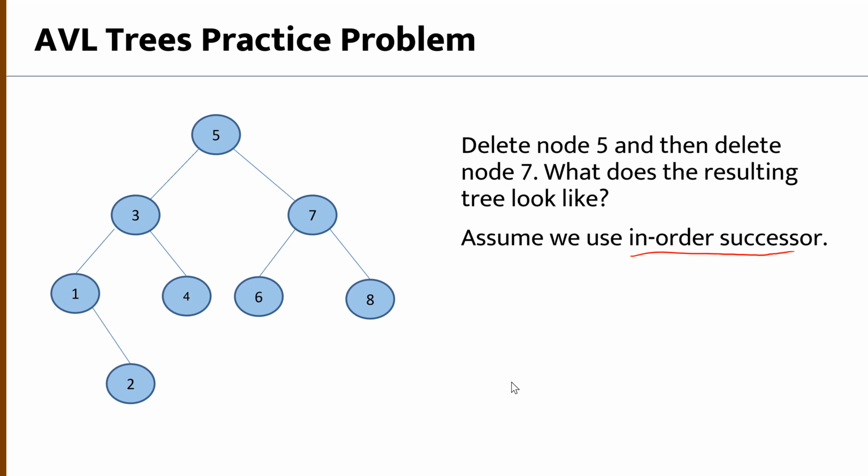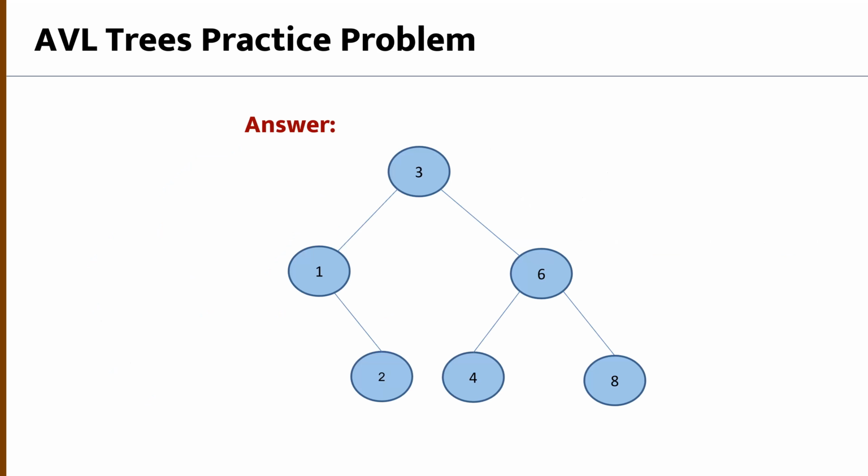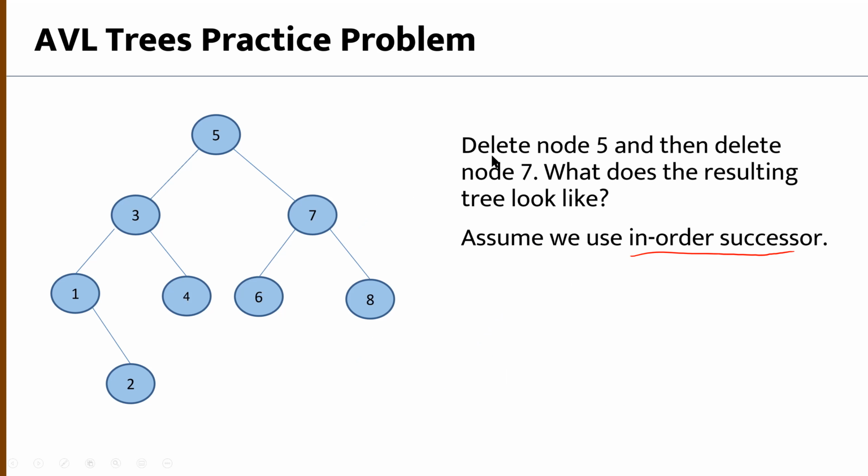Okay, so let's go ahead and go over this question. I hope that was enough time. So we're first going to delete node 5, and then we're going to delete node 7. We want to know what the resulting tree looks like, and we're always using the in order successor. So something that might be a little handy first off is just to write the in order traversal. So we're going to write IT, which stands for in order traversal. So this is 1, 2, 3, 4, 5, 6, 7, 8.